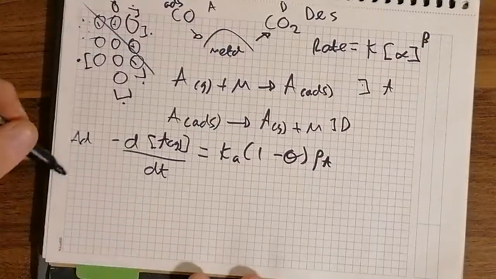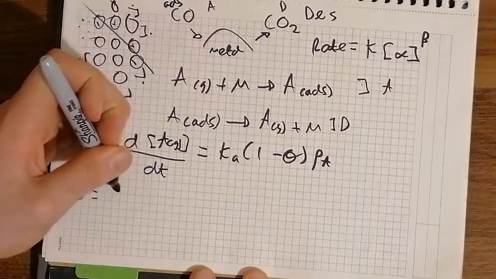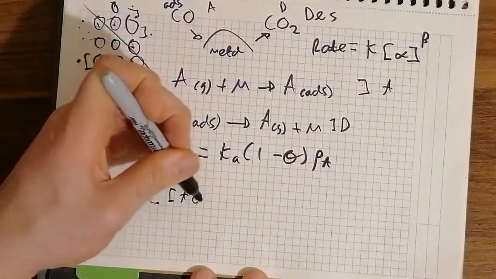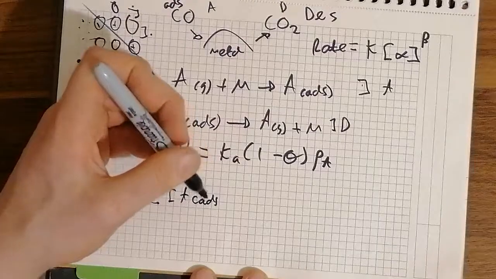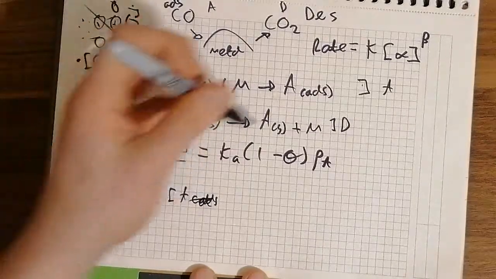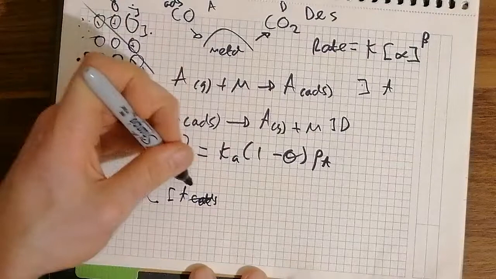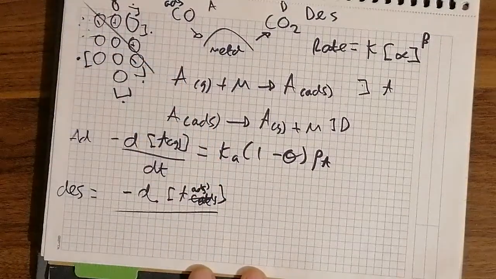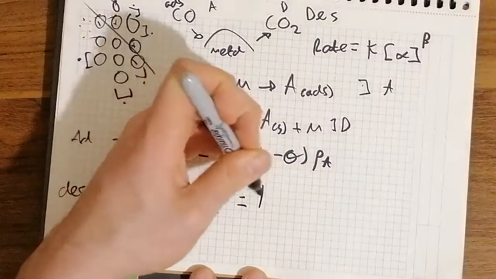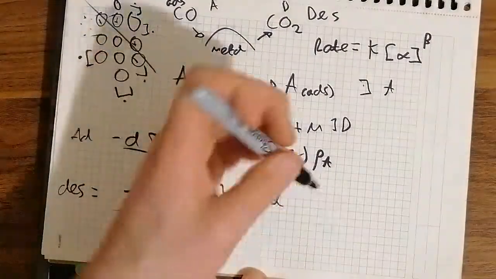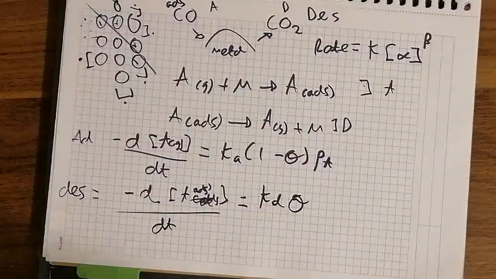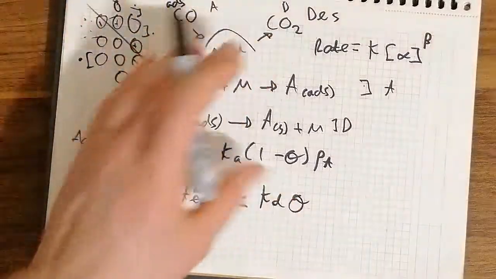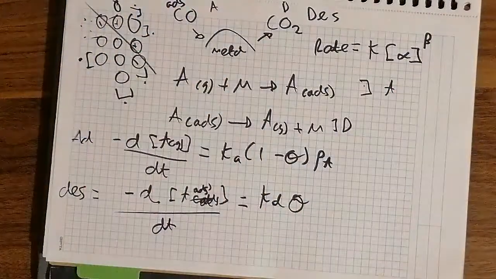So that's the adsorption. Now let's do desorption. So this is going to equal minus d of the adsorbent, so A-ds. Excuse that beautifulness. And this is going to equal Kd for desorption, and just theta, the surface coverage, because once it's stuck on, the only thing that's determining it leaving is how much of it is covered.